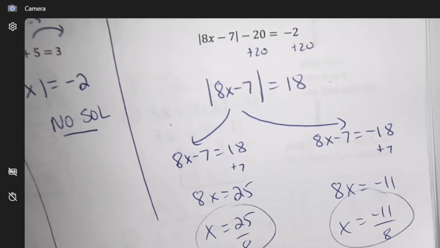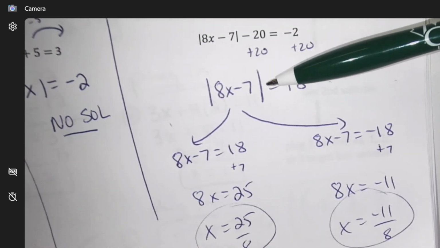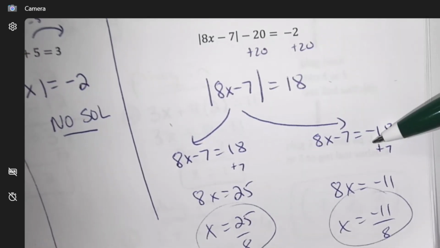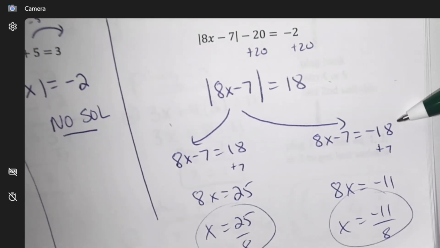So on your test, I will deduct points if you aren't doing your brackets in the correct spot. So here you have to have the brackets on. If you didn't, that'd be wrong. And then when you split and talk about what you could have as options, that's when you drop them. Okay?